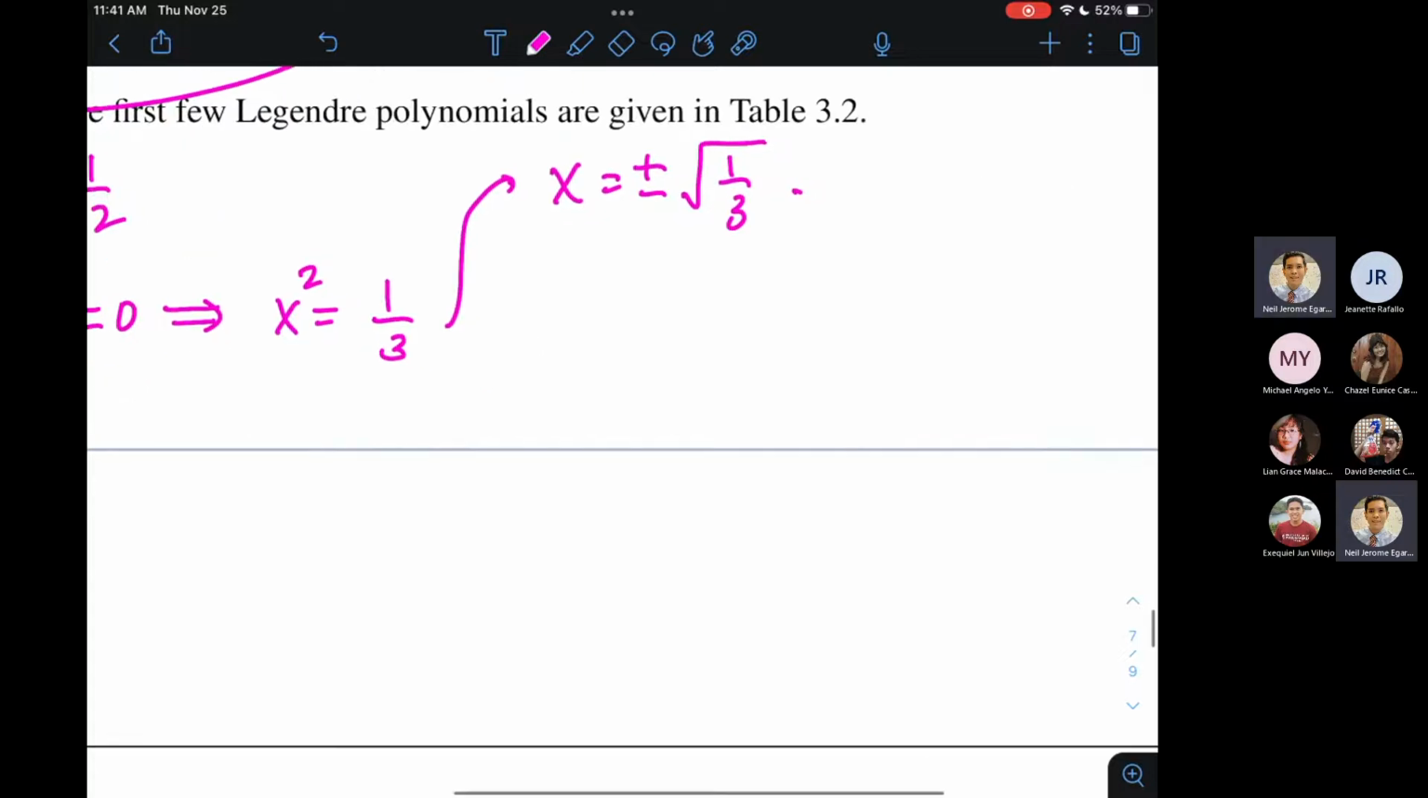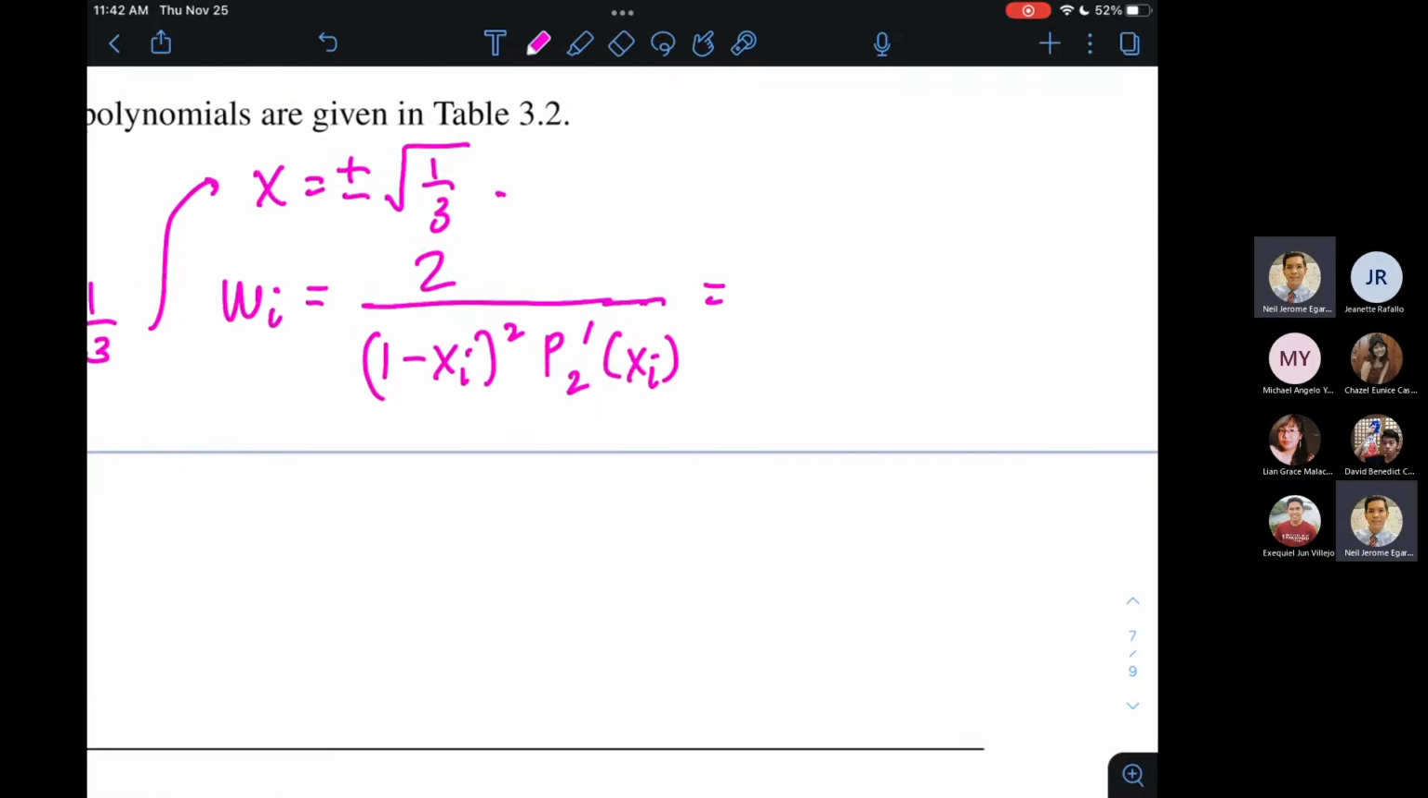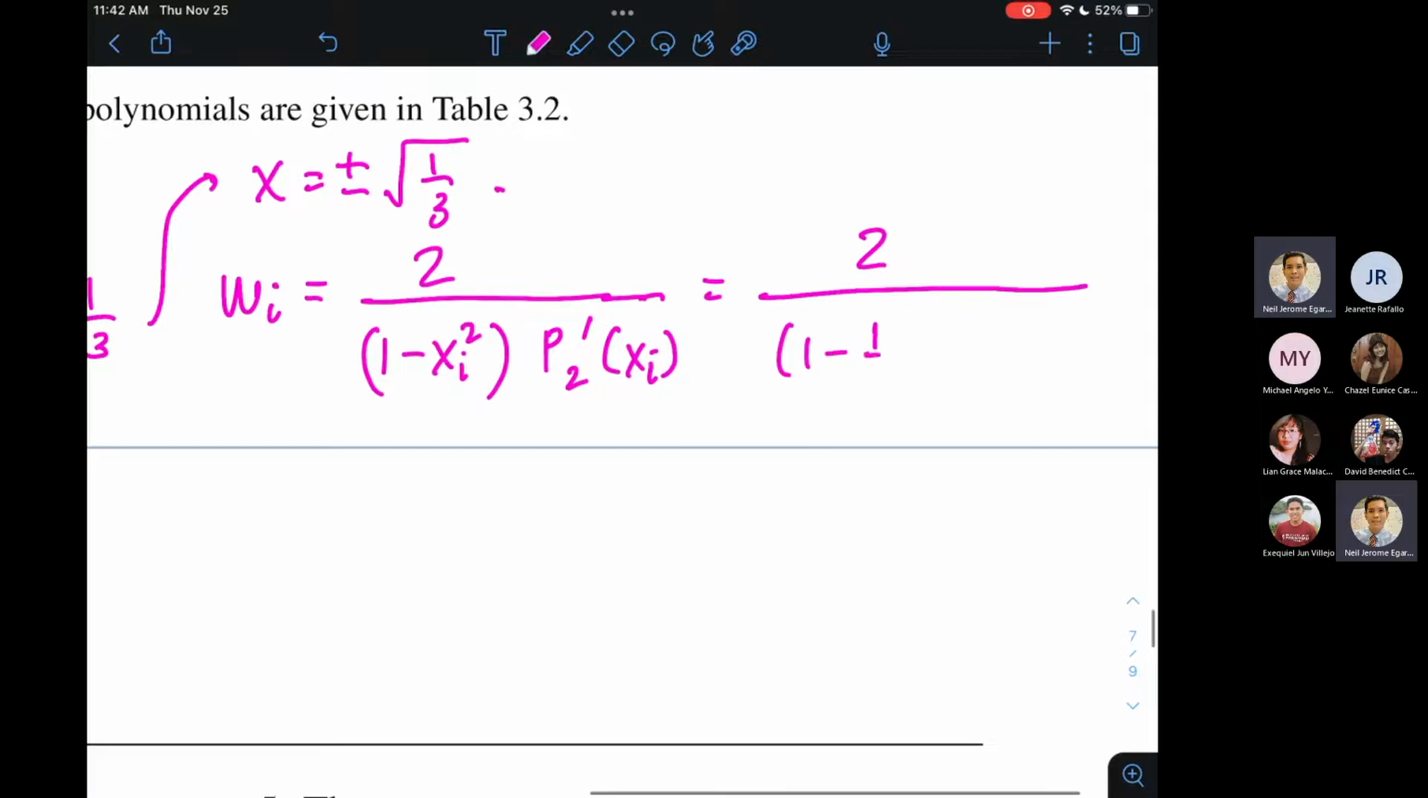Okay? Then the w sub i's we can compute as 2 over 1 minus x sub i squared times the derivative of the degree 2 Legendre polynomial evaluated at the x sub i's. Now, plugging in the values of the x sub i's, we'll get 2 over 1 minus x sub i squared, actually the square is supposed to be inside. But our x sub i's are just these two values, and when we square them, we get positive 1/3.